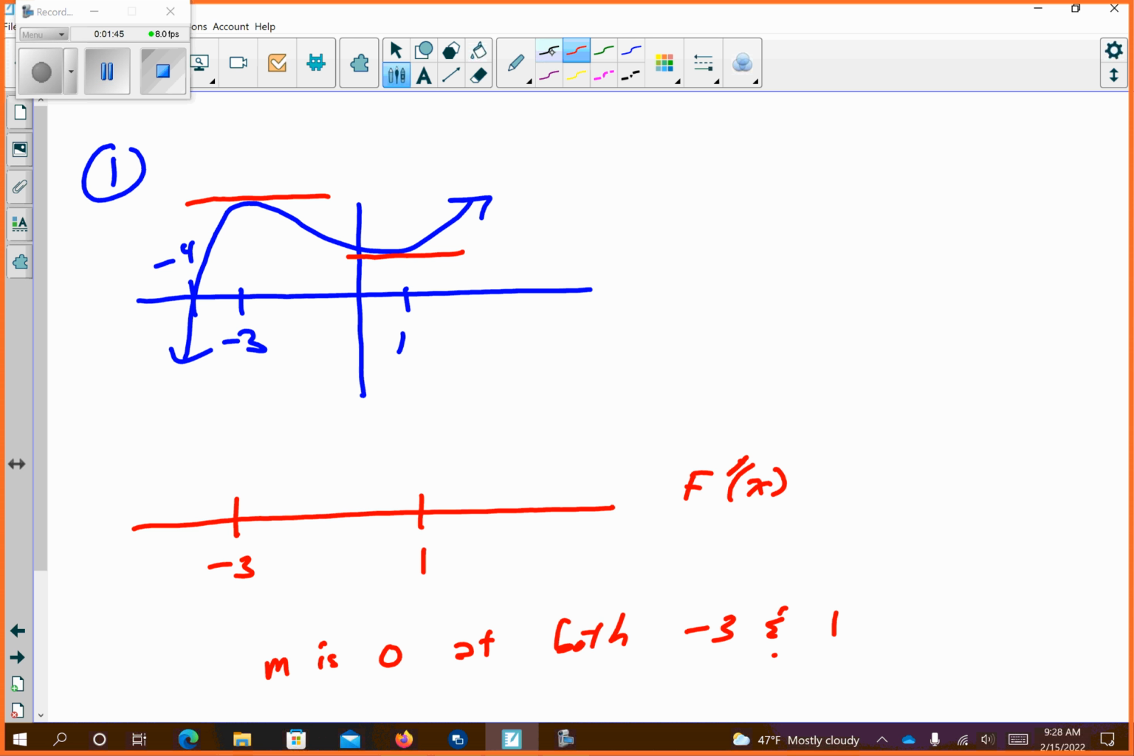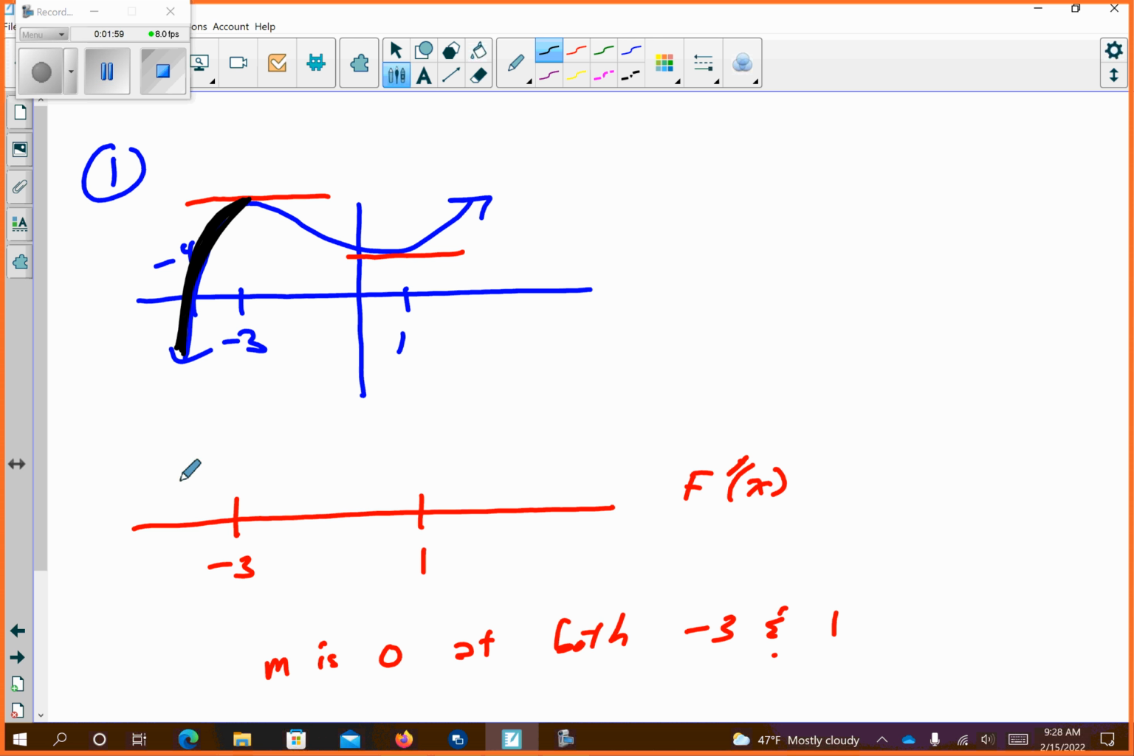All right. So when we look at it, what does the slope appear to be here? Positive or negative? What do you think? Positive, yeah. What does the slope appear to be here? Negative. And what does the slope appear to be here? Back to positive.